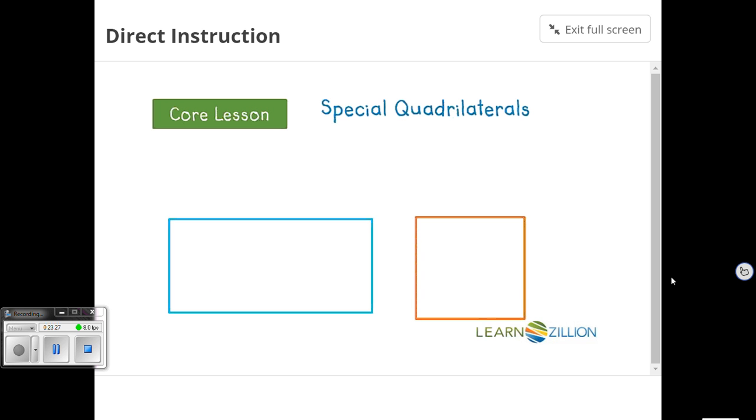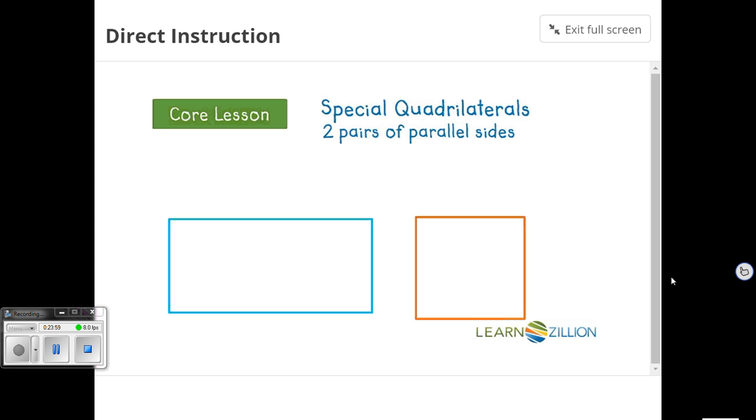Let's take a look at 2 quadrilaterals. Let's see if we can find or identify which attributes these 2 shapes have in common. These shapes look like they may have parallel sides. Let's check. The top and bottom sides are the same distance apart. And the left and right sides are the same distance apart. Do these shapes have parallel sides? Yes, 2 pairs.